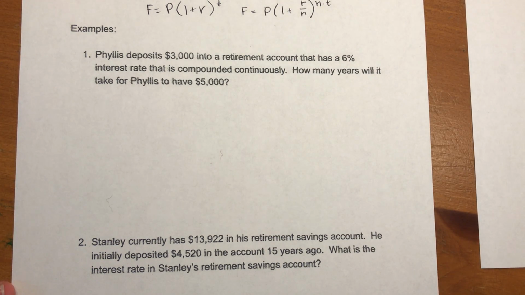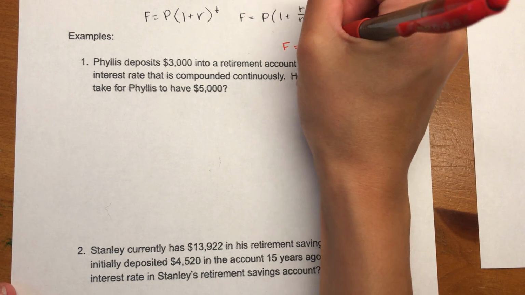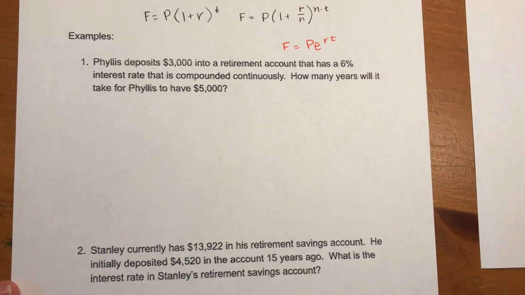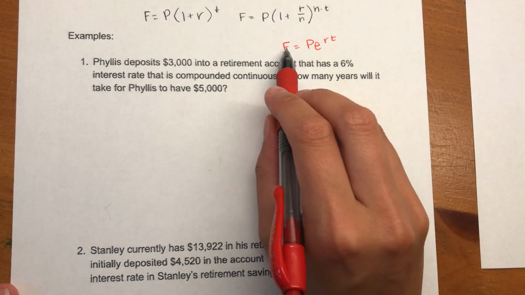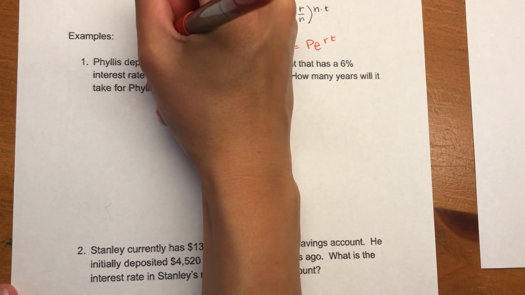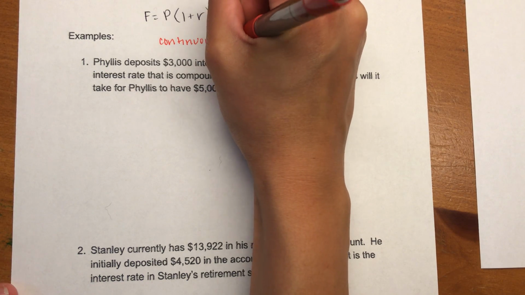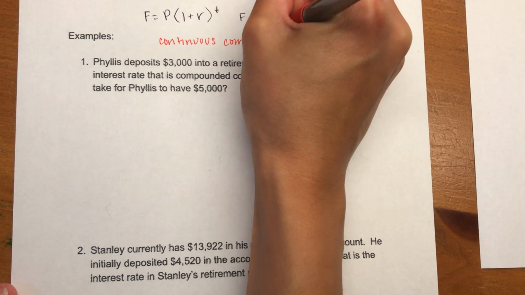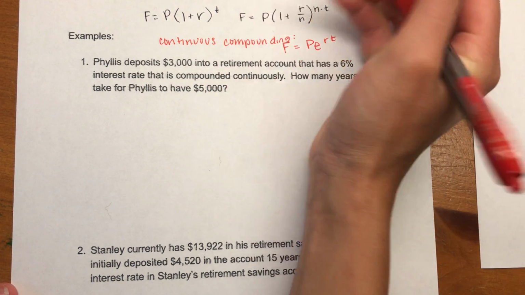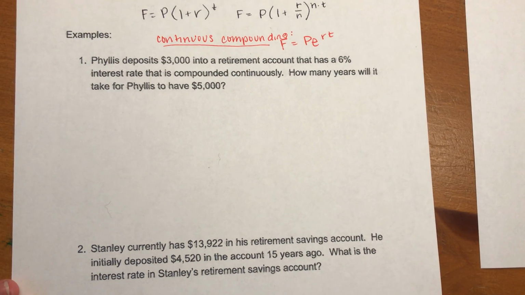Now, we did not use our continuous compound interest formula, which is f equals pe to the rt, or PERT. This is for continuous compound interest. So if I ever see continuous compounding, that's when I know I need to use this formula. PERT is for continuous compounding.